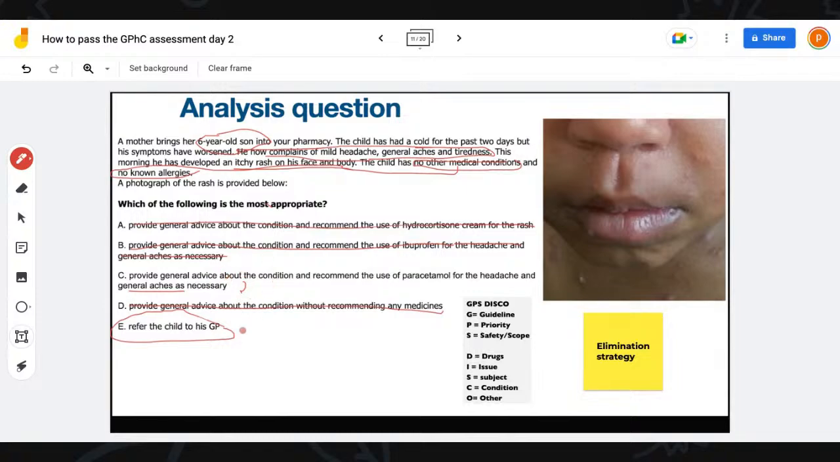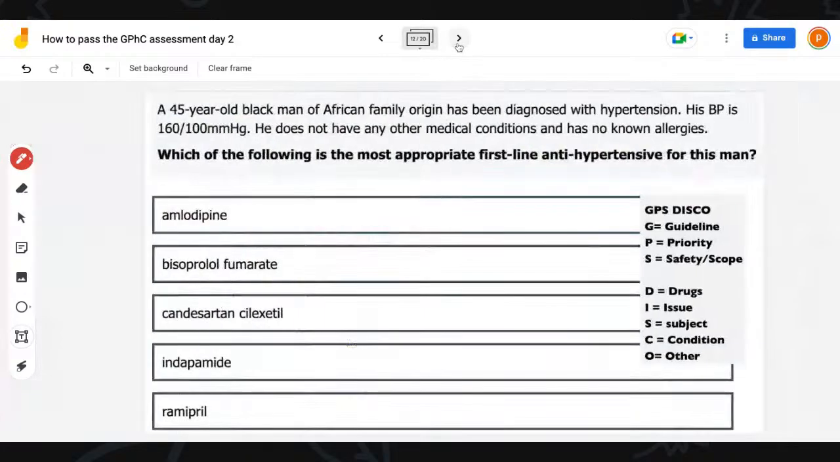But the reason why I'm trying to highlight this for you is because some people will get confused and some of you in the exam will go for E. But always remember, is it within your scope of practice? And is there something that you can do as a pharmacist to help that child? If the answer is yes, that is the option. That is the option. Okay, so great stuff.